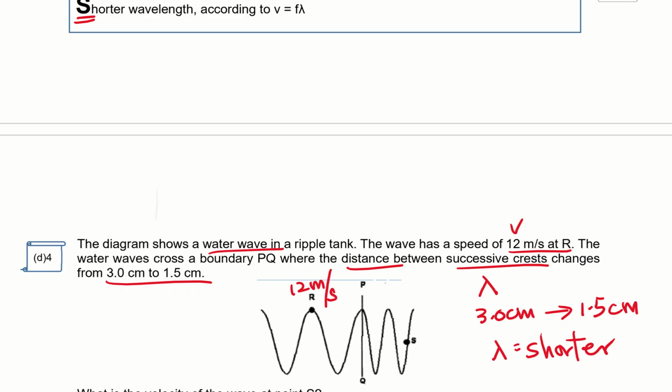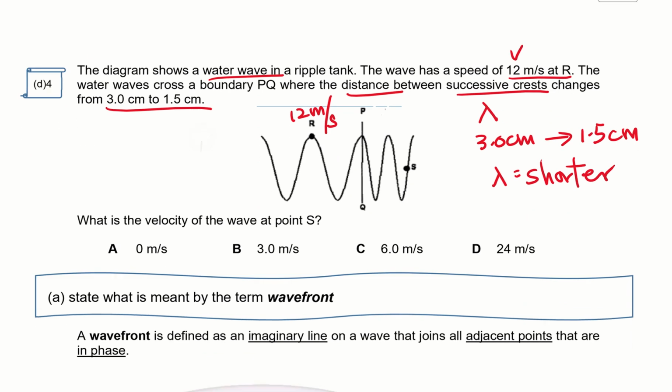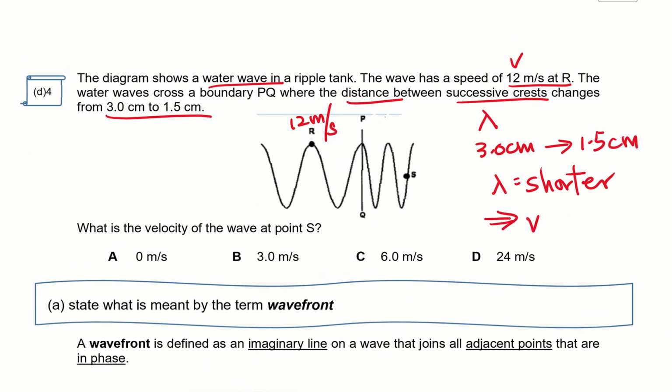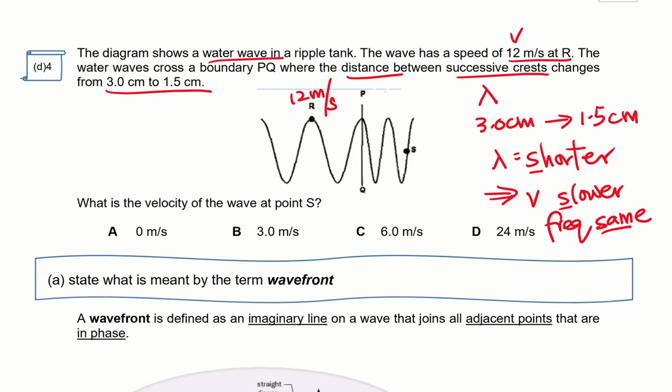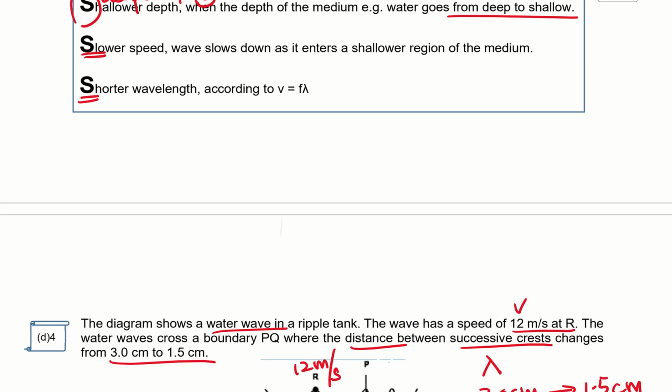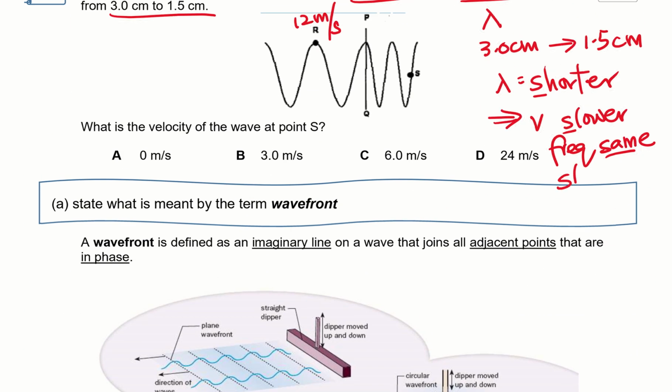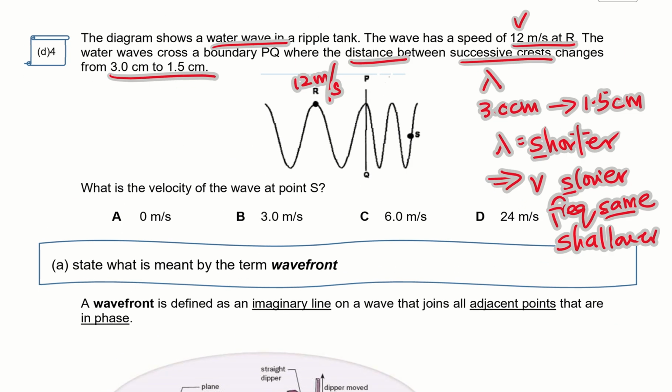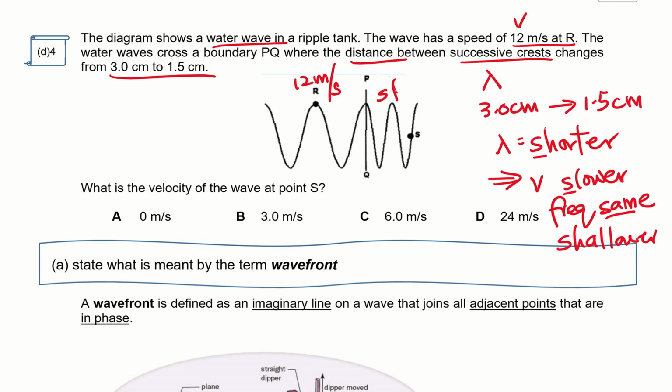So let's use our SSSS. If it's a shorter wavelength, that means the speed will be slower. Frequency will be the same. And what else? That means it will be shallower. So where's the shallower region? The shallower region will be here. Here is shallower, because we have a shorter wavelength, which is 1.5. Over here is 3 cm.